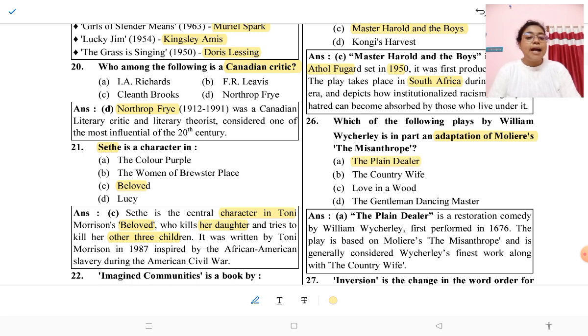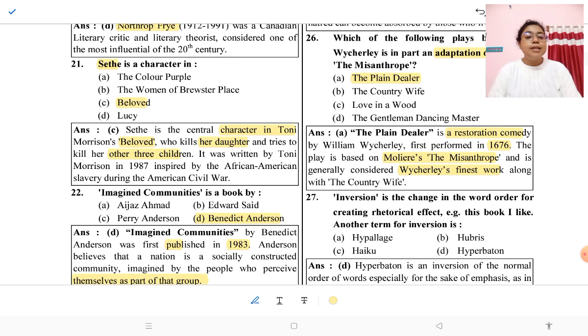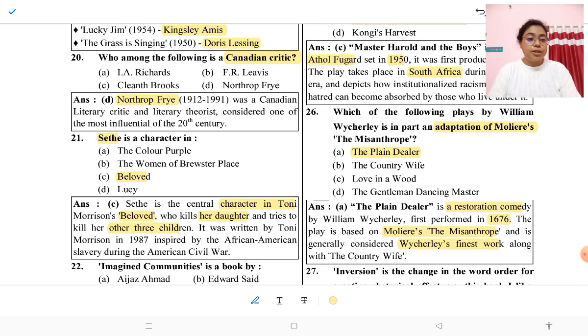Plain Dealer is a restoration comedy by William Wycherley, first published in 1676. The play is based on Molière's The Misanthrope and is generally considered Wycherley's finest work. So it was an adaptation of Molière's Misanthrope. Molière's Misanthrope is also a famous drama, and you should know it. And Molière is an ancient French comedy writer.